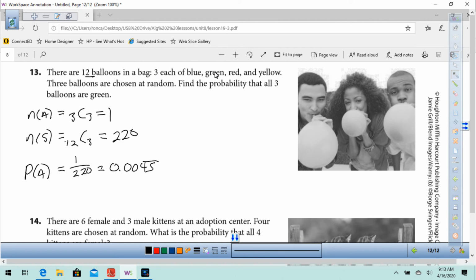We've got 3 each, blue, green, red, and yellow. So if they each have an equal chance, there's 1/4, 0.25 of getting a green one, right? And a 0.75 of not. So N would be 12, P would be 3 over 12, which is 0.25. And we want to find the probability that all 3 balloons are green. So that's the probability of 3.